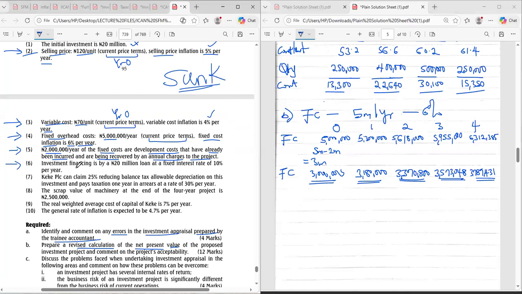Investment financing is by a 20 million loan at a fixed... Please stop writing on my screen, please. I beg of you.